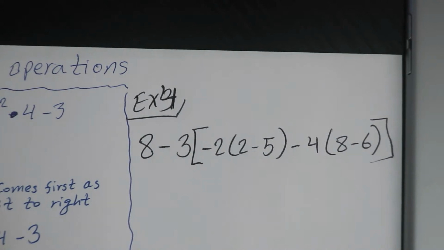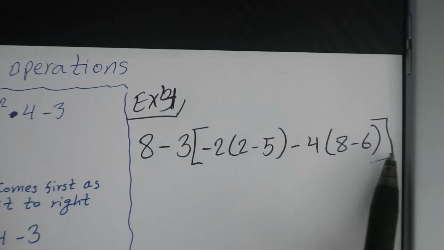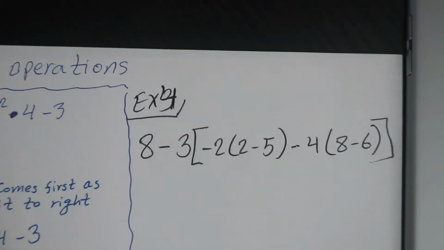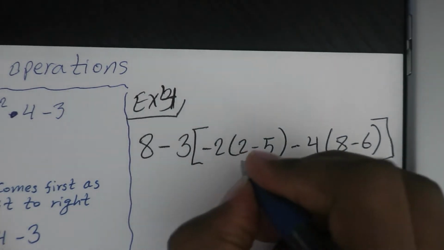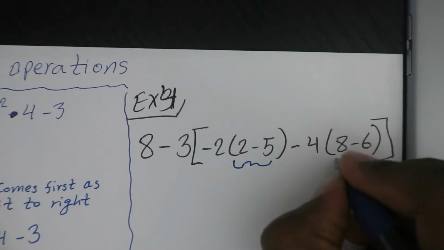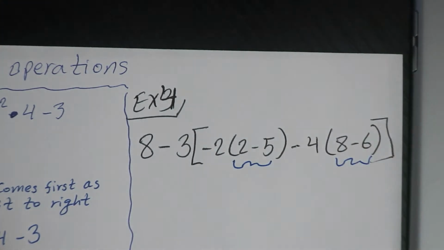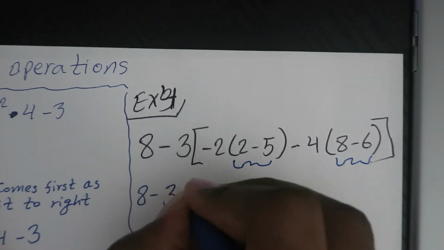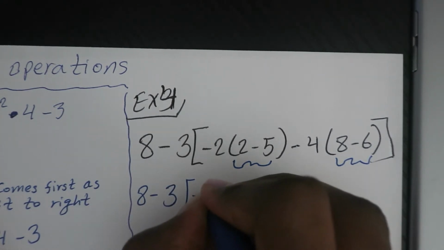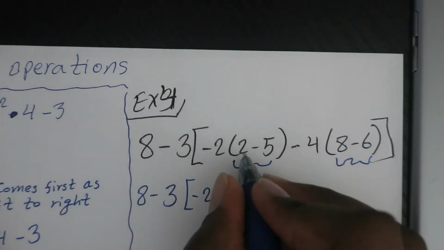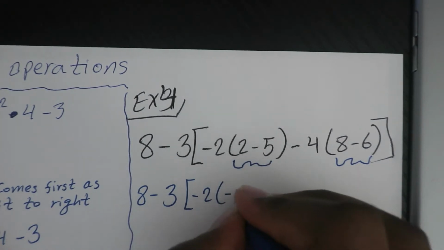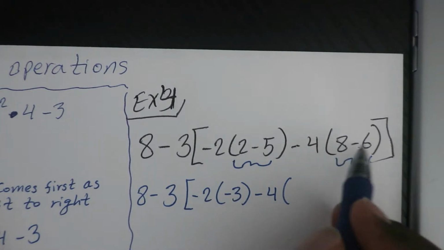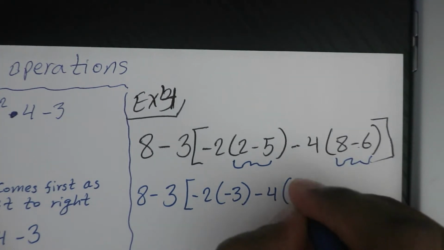So now I have brackets, and then inside that we have parentheses. That means we're going to do those first. This one right here, that part first, parentheses. So that means 8 minus 3 brackets negative 2 parentheses 2 minus 5, that's a negative 3, minus 4 parentheses 8 minus 6 is 2.